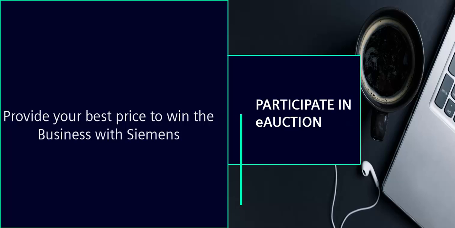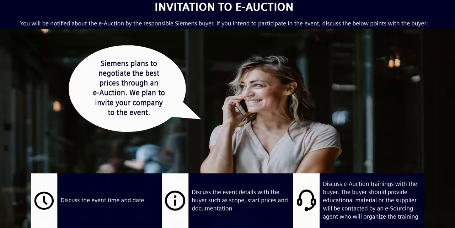Participate in e-auction. If the supplier is invited to an e-auction, certain points need to be discussed with the responsible buyer before the event starts, such as the event timing, scope, start prices, and event-relevant documents. E-auctions can have different bidding rules based on the auction design, therefore the supplier needs to discuss the training with the buyer. It is also possible that the supplier will be trained for the event by an e-sourcing agent.